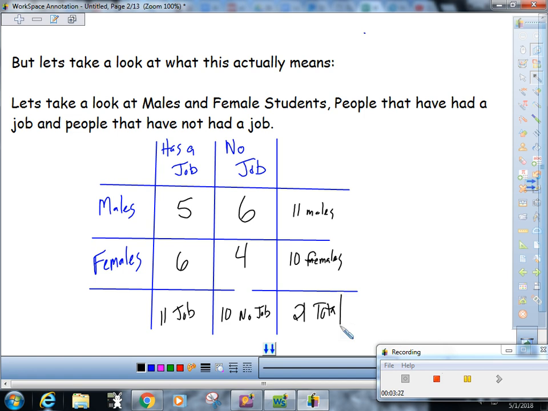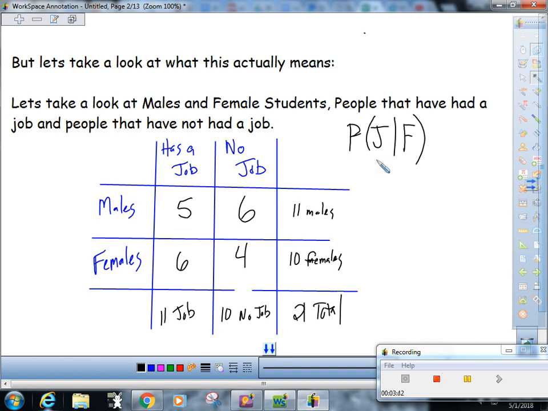So, what if they asked, what is the probability of having a job given that you are a female? So this is conditional probability. We have already determined that you are a female. What's the probability that you have a job? Now, I don't want you to use an equation to do this. You would not do that.